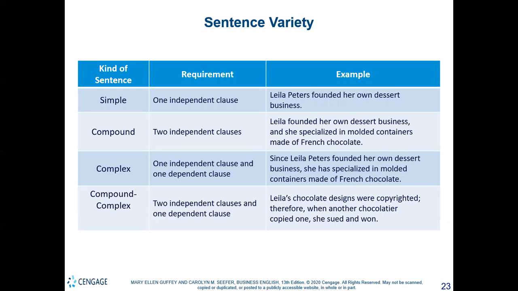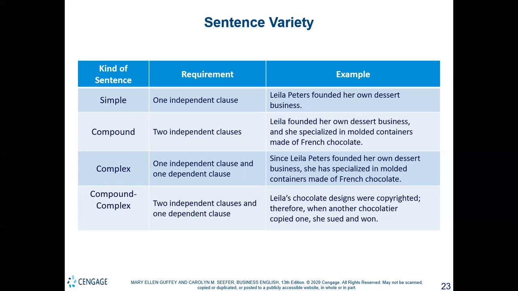Sentence variety. Kind of sentence: simple. Requirement: one independent clause. Example: Leah Peters founded her own dessert business. Kind of sentence: compound. Requirement: two independent clauses. Example: Leah founded her own dessert business and she specialized in molded containers made of French chocolate.